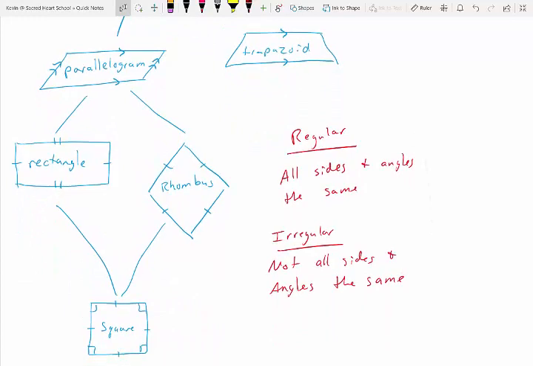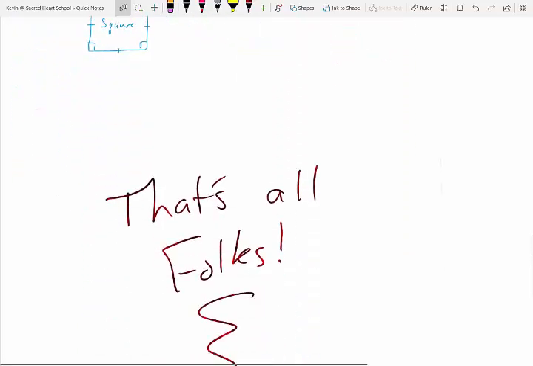The next thing is regular. A regular polygon means all sides and angles are the same. Irregular means not all sides and angles are the same, so it takes one side or one angle to be different, and it makes it irregular.